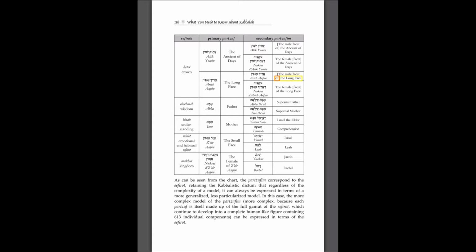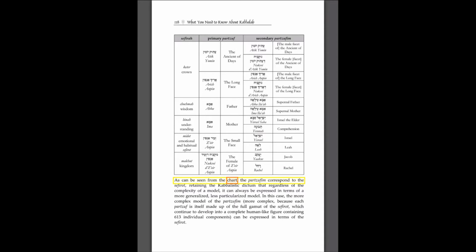Arich Anpin, the male facet of the long face, Keter, crown. Nukva d'Arich Anpin, the female facet of the long face. Abba Ilaah, supernal father, Chochmah, wisdom. Abba, father. Imma Ilaah, supernal mother. Yisrael Saba, Binah, Israel the elder, understanding. Imma, mother. Tevunah, comprehension. Yisrael, the emotional and habitual Sefirot. Ze'er Anpin, the small face, Leah. Yaakov, Jacob, Malchut, kingdom. Nukva d'Ze'er Anpin, the female of Ze'er Anpin.